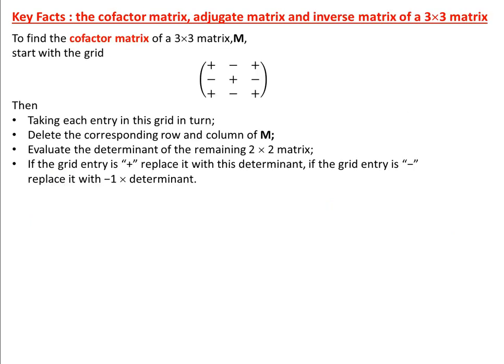The process of finding the inverse of a 3x3 matrix is quite complicated. You first of all find the cofactor matrix. And to do that, you start off with this grid of plus, minus, plus, minus, plus, minus, plus, minus, plus. And then taking each entry of the grid in turn, you delete the corresponding row and column of M. You evaluate the determinant of the remaining 2x2 matrix. And finally, if the grid entry is positive, then you replace it with the determinant. And if the grid entry is negative, then simply replace it with -1 times the determinant.